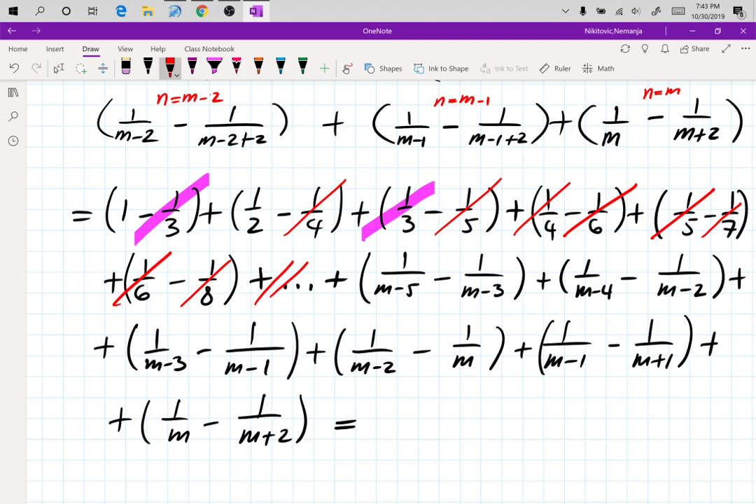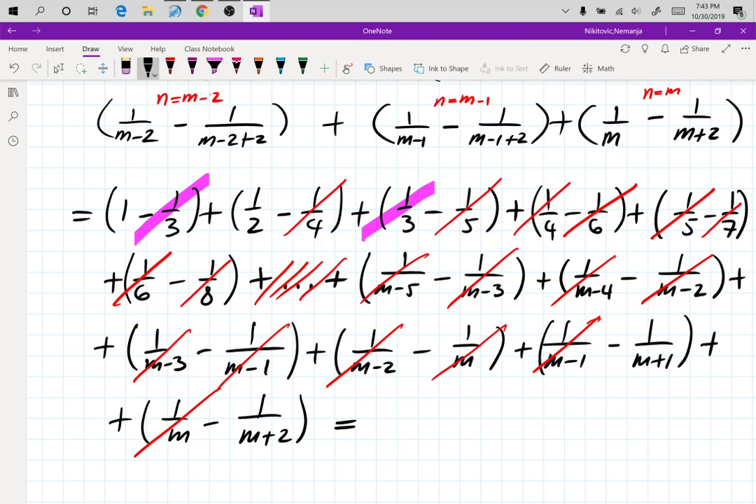Go backwards now. Do we have 1 over m to kill it? Of course we do. Do we have 1 over m minus 1? Yes, we do. M minus 3? There it is. M minus 2? Got it. M minus 4 will die right there. M minus 5 will die right there. What is left?